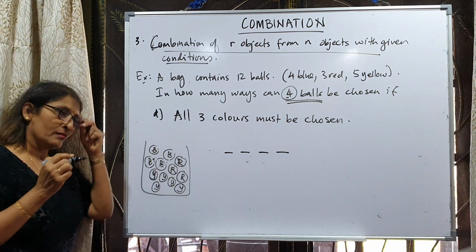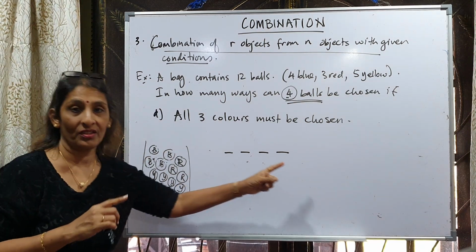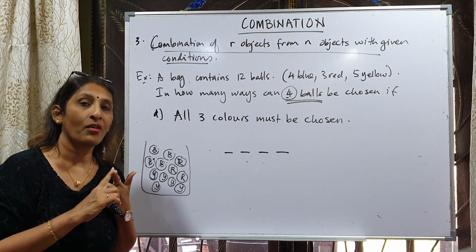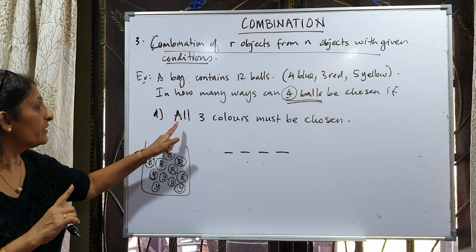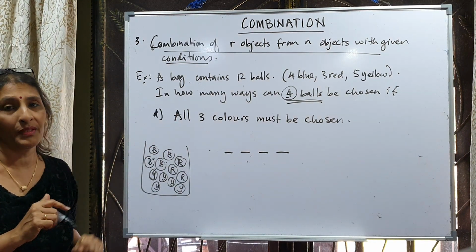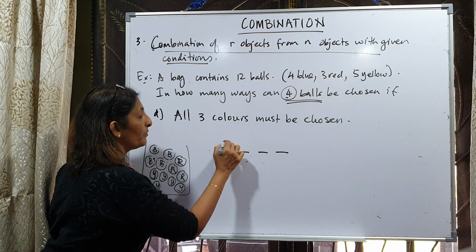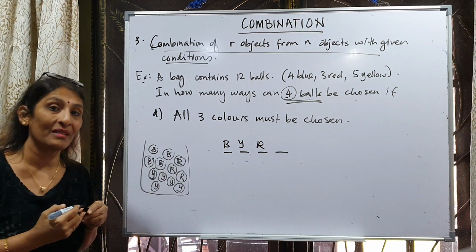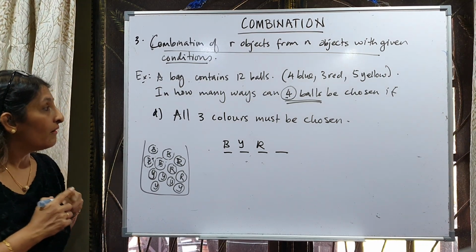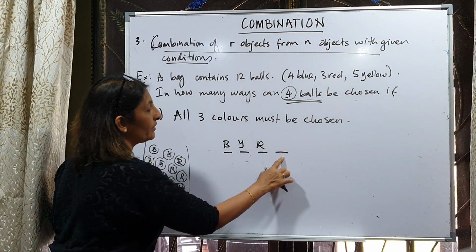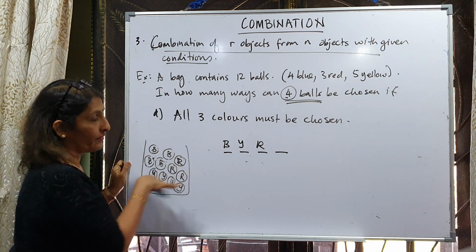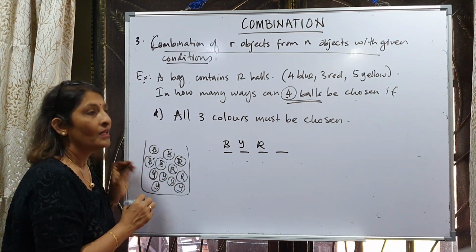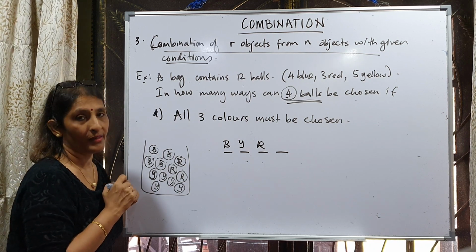So step 1 was put the dashes, how many you want to pick. Step 2 is fill the condition in. Now the condition is all 3 colors must be chosen. Meaning you must have a blue, a yellow and a red. All the 3 colors must be there. So finally the last one can be any other color, any one of them. So this is step 2, fix the condition. Step 3, do the calculation.